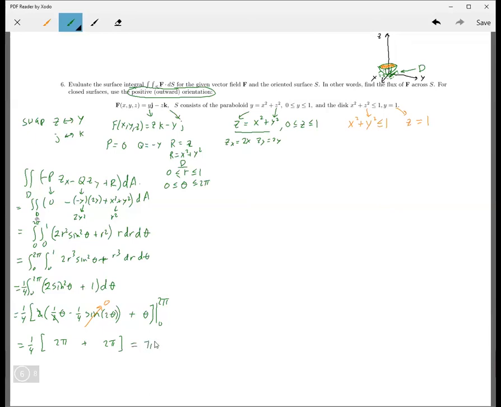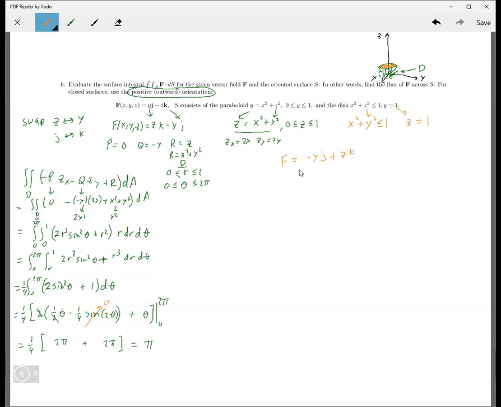So that's going to be pi. Okay, now we also have to do this top part right there. And for the top part, again, we have f, I'm going to just copy this down. Let me do it over here though. So we have f equals negative yj plus zk.